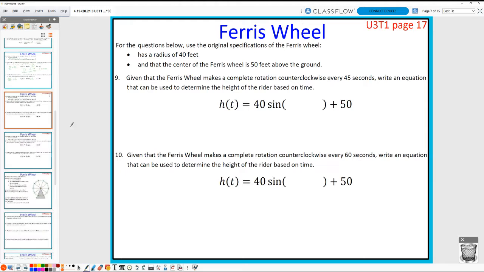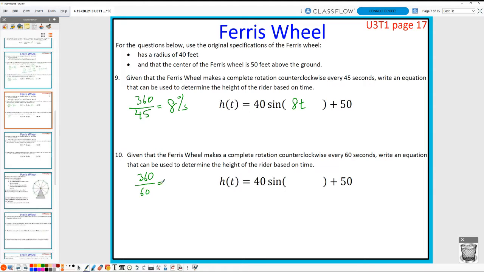Okay, same thing here. These are just example questions. 360 over 45, that's going to give me 8 degrees per second. So this is 8t. Obviously, as we're doing this back to back, it's the same thing over and over again. Whoops, not 45 this time, we're doing 60.